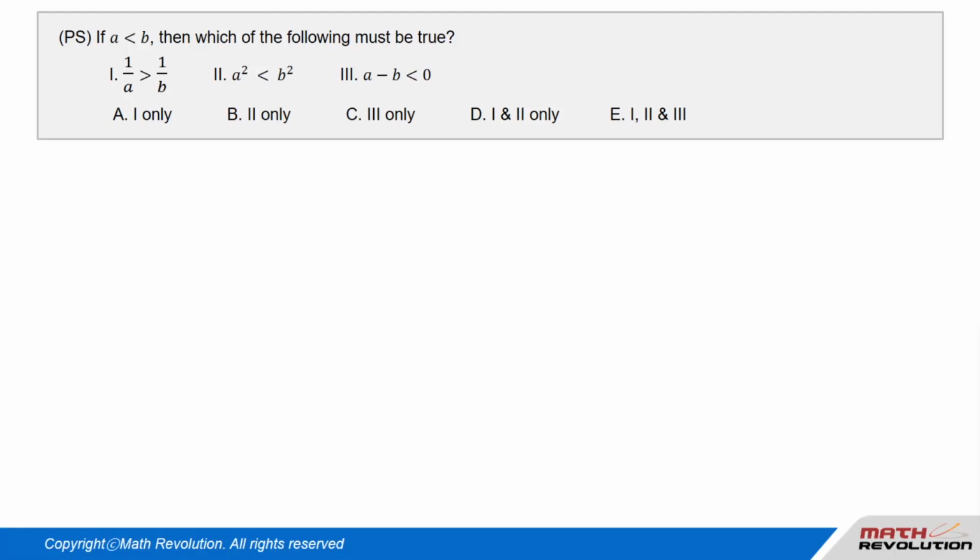Question. If A is smaller than B, then which of the following must be true? Option 1. 1 over A is greater than 1 over B. Option 2. A squared is smaller than B squared. Option 3. A minus B is smaller than 0.